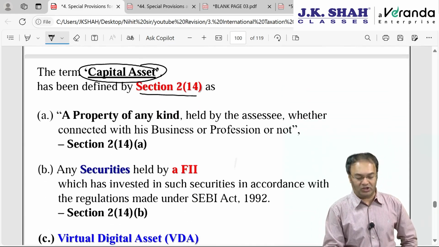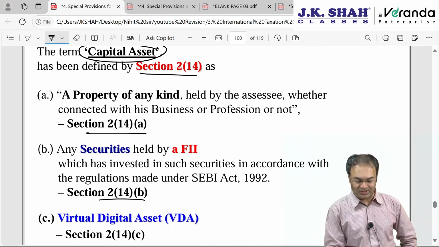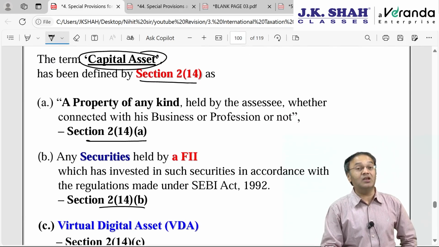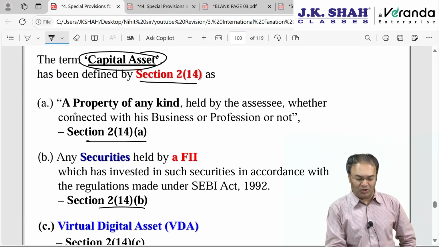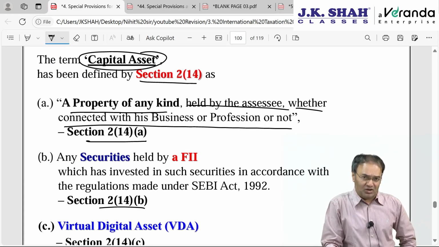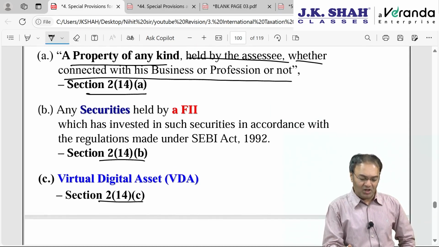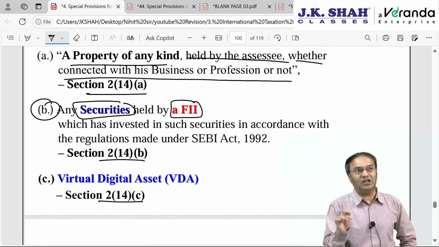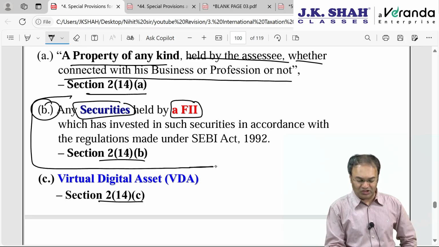Section 2 clause 14 has 3 subclauses, A, B and C. If you recollect the definition, capital asset means property of any kind held by the assessee, whether connected with his business or profession or not. We are done with this in the capital gain chapter. Then the second point, securities held by FII. So in this chapter of special provisions for non-residents, we have to discuss only this point ideally.